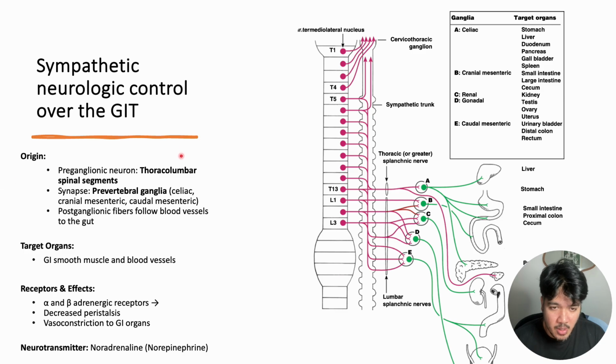So the sympathetic neurologic control over the gut starts from your thoracolumbar spinal cord segments, and the synapse, again, is in a very specific region, the prevertebral ganglia. The postganglionic fibers then follow their way to the gastrointestinal tract. Now the target organs are a set of smooth muscles in your gastrointestinal region, as well as the blood vessels there. The receptors are a combination of both alpha and beta adrenergic receptors, and the general goal is to decrease peristalsis and, to a certain extent, have vasoconstriction to the GI organs. You are slowing down your gut in a state of sympathetic activation.